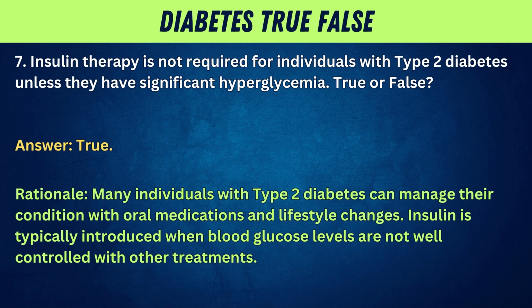7. Insulin therapy is not required for individuals with type 2 diabetes unless they have significant hyperglycemia. True or false? Answer: true. Rationale: many individuals with type 2 diabetes can manage their condition with oral medications and lifestyle changes. Insulin is typically introduced when blood glucose levels are not well controlled with other treatments.